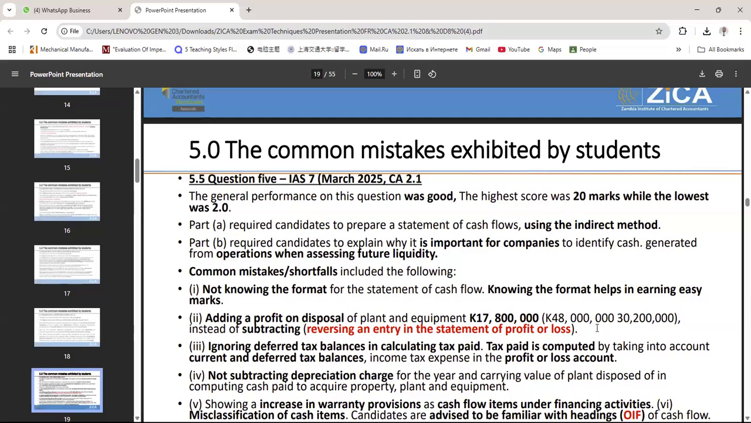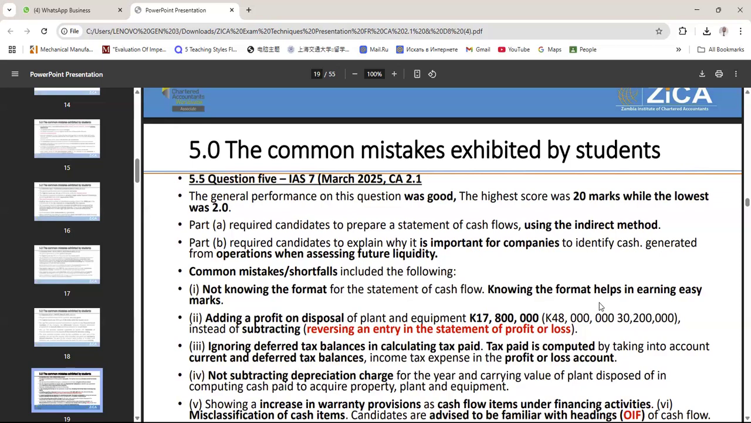What were some of the common mistakes? Students did not know the format. Hence, they did not earn easy marks. Honestly, cash flow, we started learning in financial accounting. So the message: know the format.